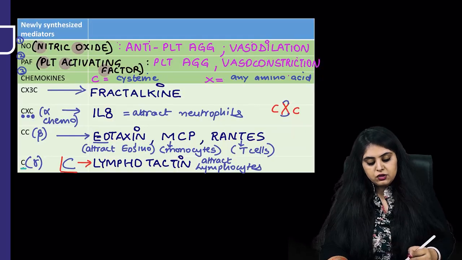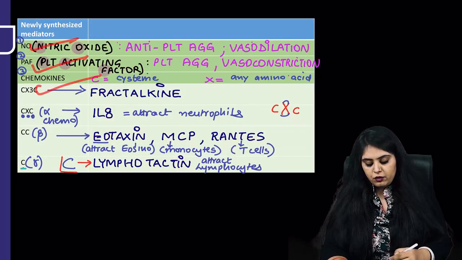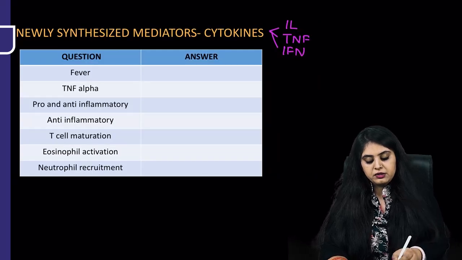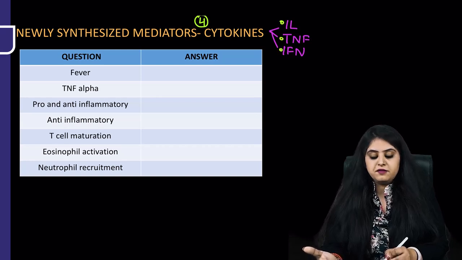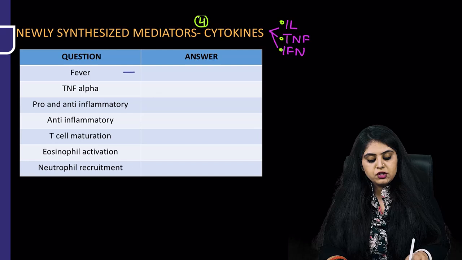So you are done with nitric oxide, PAF and chemokines. Now we move on to the fourth one, and that is going to be the cytokines, which include interleukins, TNF and interferons. So tell me, which are the ones which are going to cause fever? It is interleukin 1, interleukin 6 and TNF alpha.